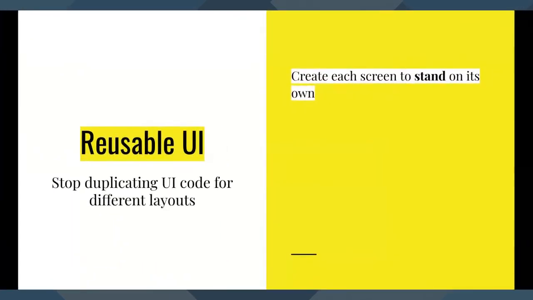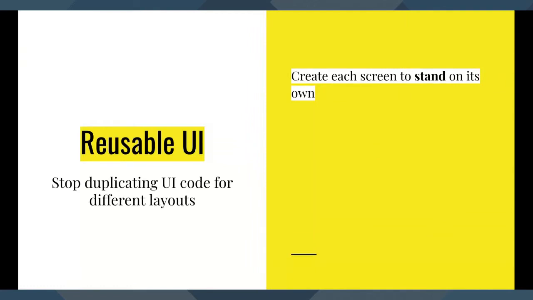First of all, we need to create a screen to stand on its own. An application should be able to be dynamic to the point where our screens are almost like view models, and they only change based on the things that we provide them.